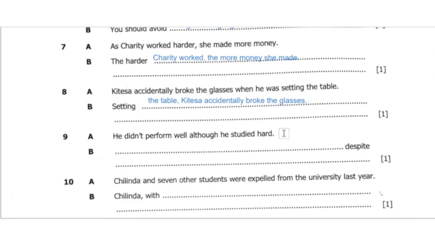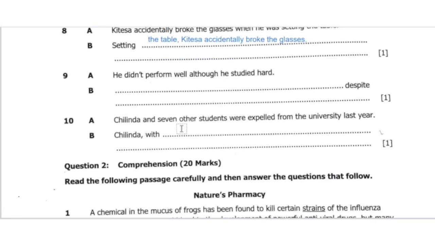Okay, so now let's go to question number 9. Question number 9: he didn't perform well although he studied hard. Oh, I was just talking about how, not always when you work hard that the results will be proportional to what you have done, but sometimes they tend to be inversely proportional. You work harder, the performance goes down. Sometimes it's like that. However, I will encourage everyone to study.